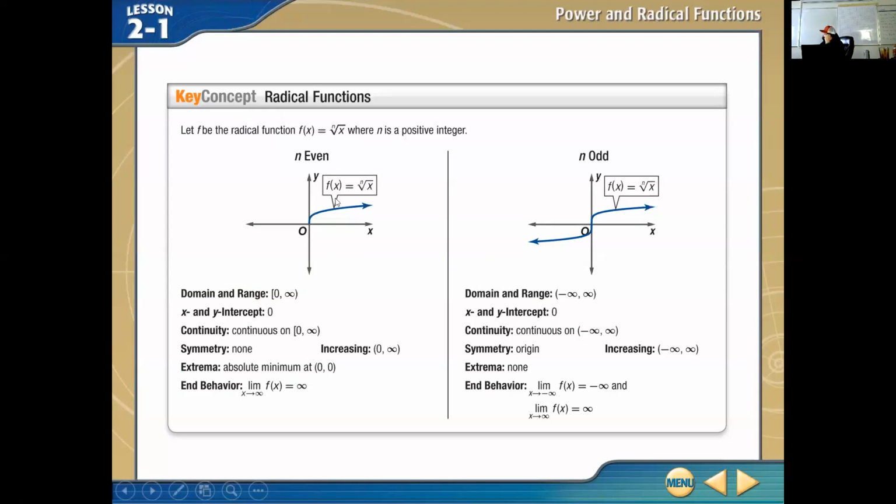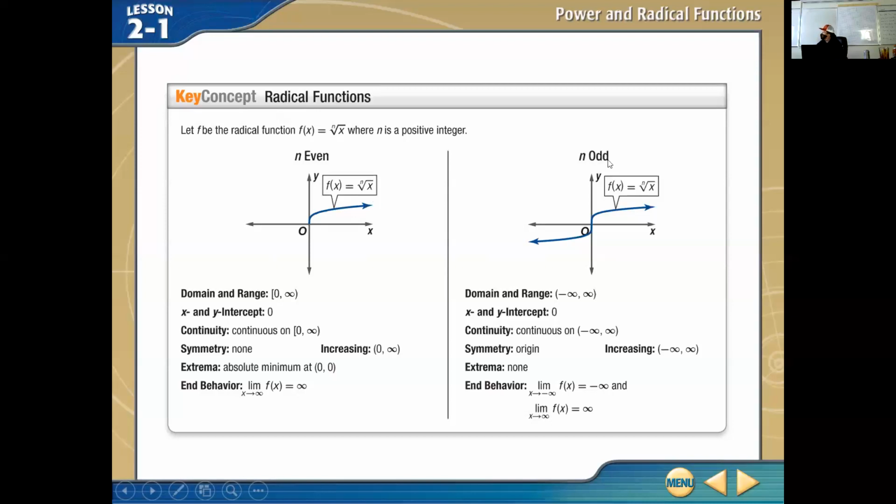Symmetry, there is no symmetry. Okay, it's increasing throughout the entirety of the graph. It looks like it's going to level out, but it really doesn't. The extrema, absolute minimum at 0, 0. Okay, that's that point right there, because everything else is higher than it. And then end behavior, the limit as x approaches positive infinity, f of x approaches positive infinity. Okay, it's increasing throughout its entire domain, even though it kind of appears that it levels off.